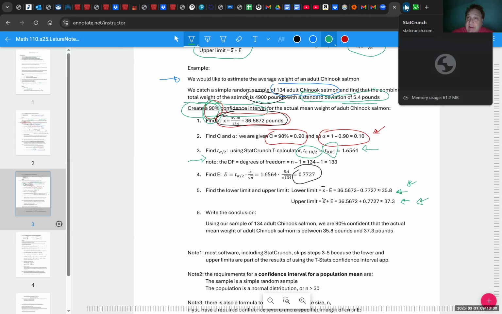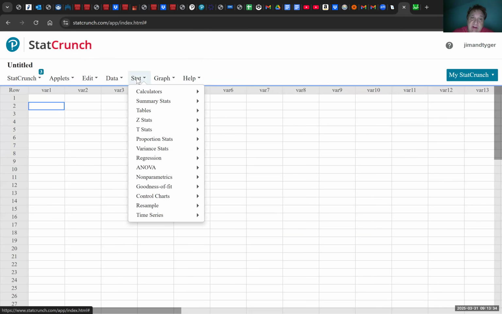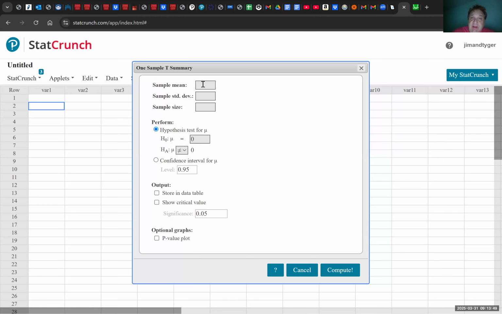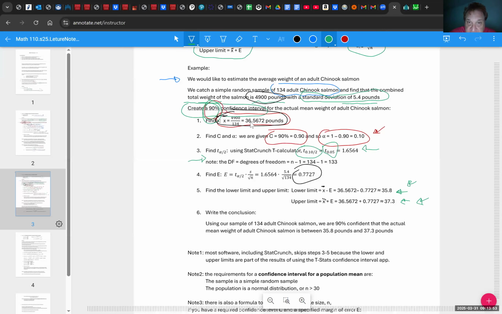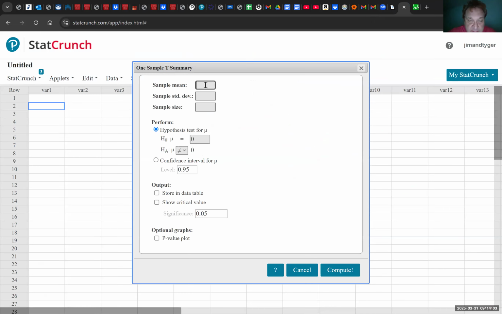So I go to my StatCrunch. I'm going to go to Stat. Here's my T-Stats. Again, I only have one sample, and I wasn't given the actual data. I was just given a summary. So I'm doing a T-Stats. It asks for the sample mean. Sample mean was the X bar, 36.5672.